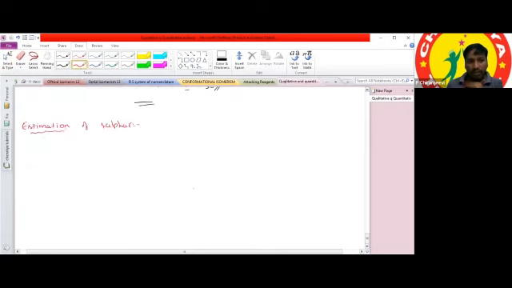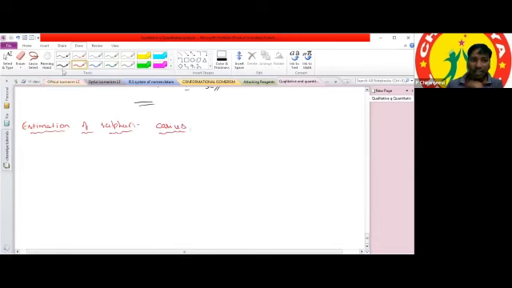Okay, how can we estimate sulfur? For the estimation of sulfur, we are using Carius's method. Carius's method only we are using to estimate the sulfur. What is meant by the estimation of sulfur and the Carius method?